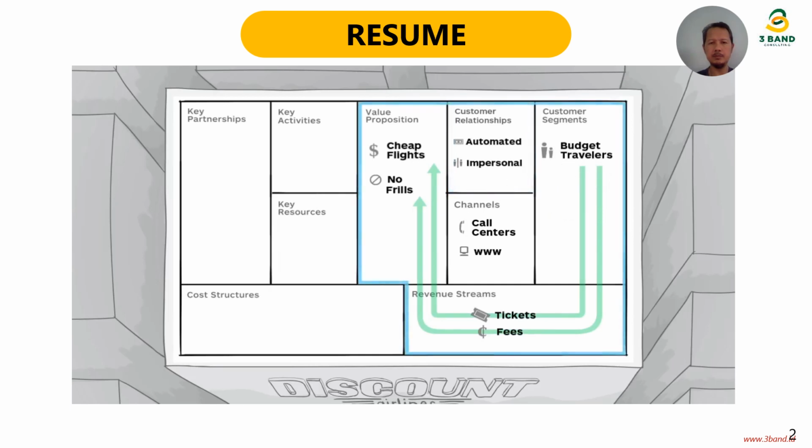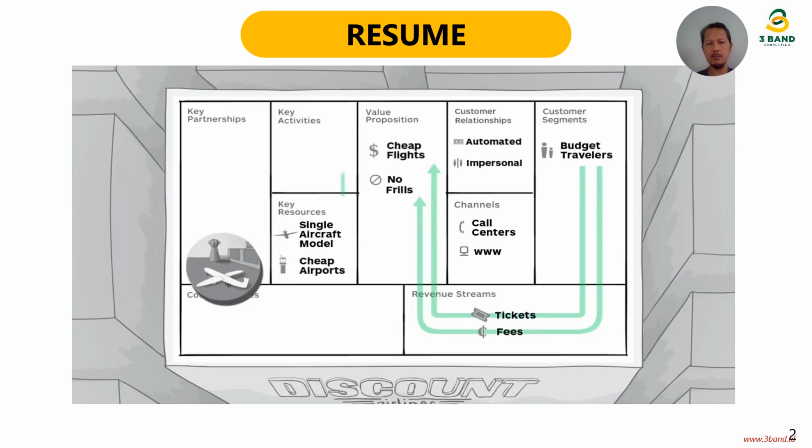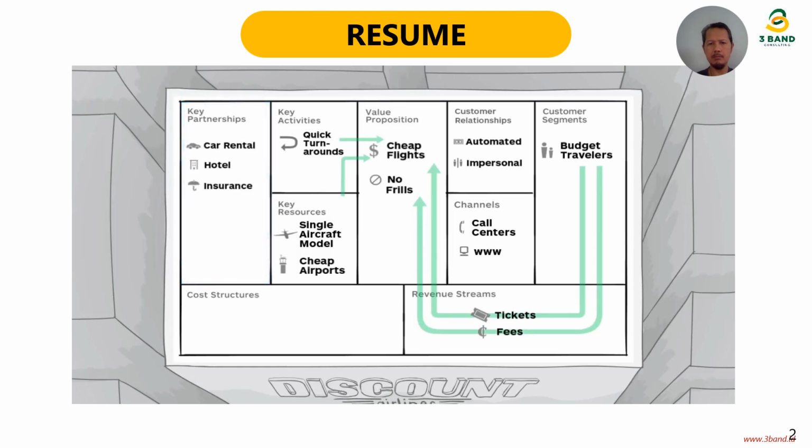Okay, that covers the right side of the canvas, the part everyone can see. The left side of the canvas is what's going on backstage. Like their choice of key resources, they reduce maintenance and training costs by using a single aircraft model for the whole fleet. And they only fly to cheap airports where it's cost efficient to land, or where they even get paid to touch down. Planes that do land have quick turnarounds, so they get back in the air earning money as quickly as possible. And they form key partnerships with others in the travel industry, like car rental, hotel, and insurance companies. Finally, under cost structures, all maintenance, training, airport, and call center costs are trimmed to their lowest levels.